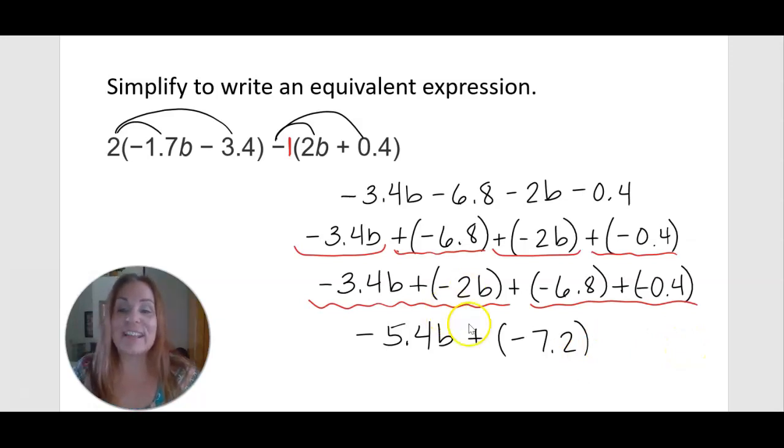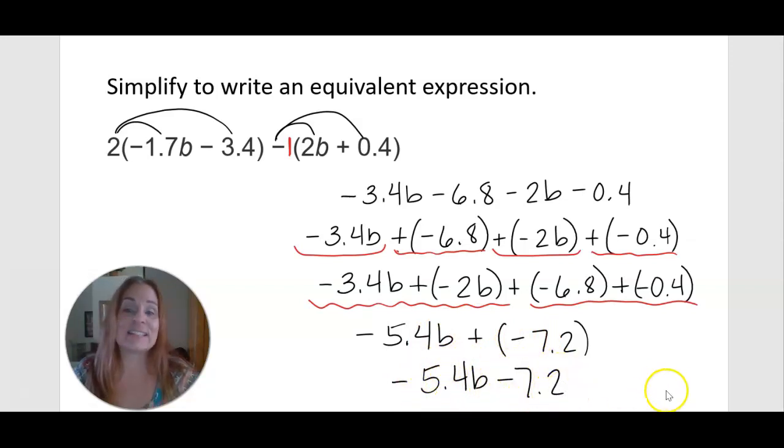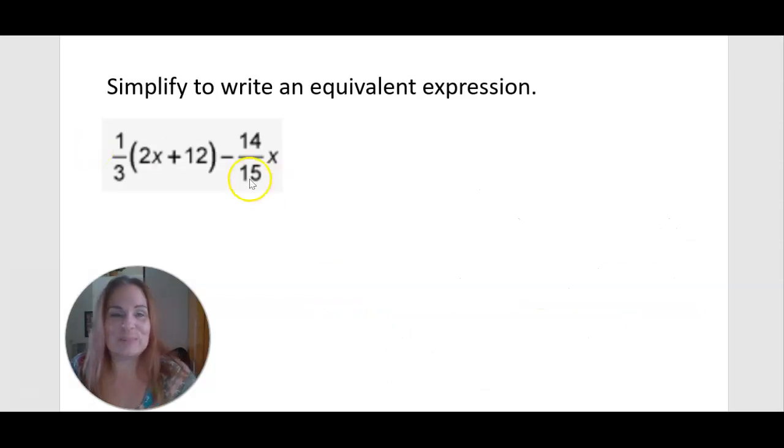Another way that I can write that, because adding a negative is the same as subtracting, I could also write it like this. These are both correct. Just depends on what form we want our answer in. All right, got 2 more for you. Let's do some fraction multiplication.